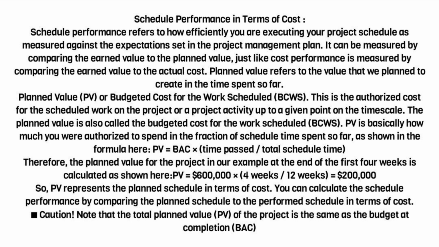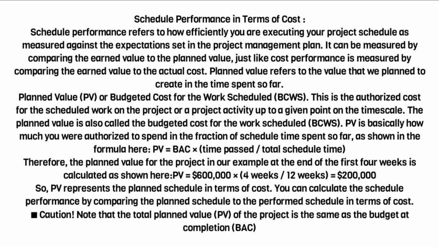Planned value refers to the value that we plan to create in the time spent so far. Planned value, PV, or budgeted cost for the work scheduled, BCWS. This is the authorized cost for the scheduled work on the project or a project activity up to a given point on the timescale. The planned value is also called the budgeted cost for the work scheduled, BCWS. PV is basically how much you were authorized to spend in the fraction of scheduled time spent so far, as shown in the formula here. PV equals BAC times time passed / total schedule time.